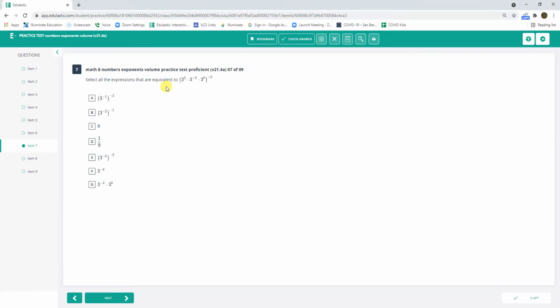Select all the expressions that are equivalent to that expression up there. What you want to do is simplify every expression, and then you can match them up. So this is a base add, so 2 minus 3, so that's 3 to the negative 1, raised to the negative 2, which is going to become, what's negative 1 times negative 2? That's 3 to the second, which is 9.